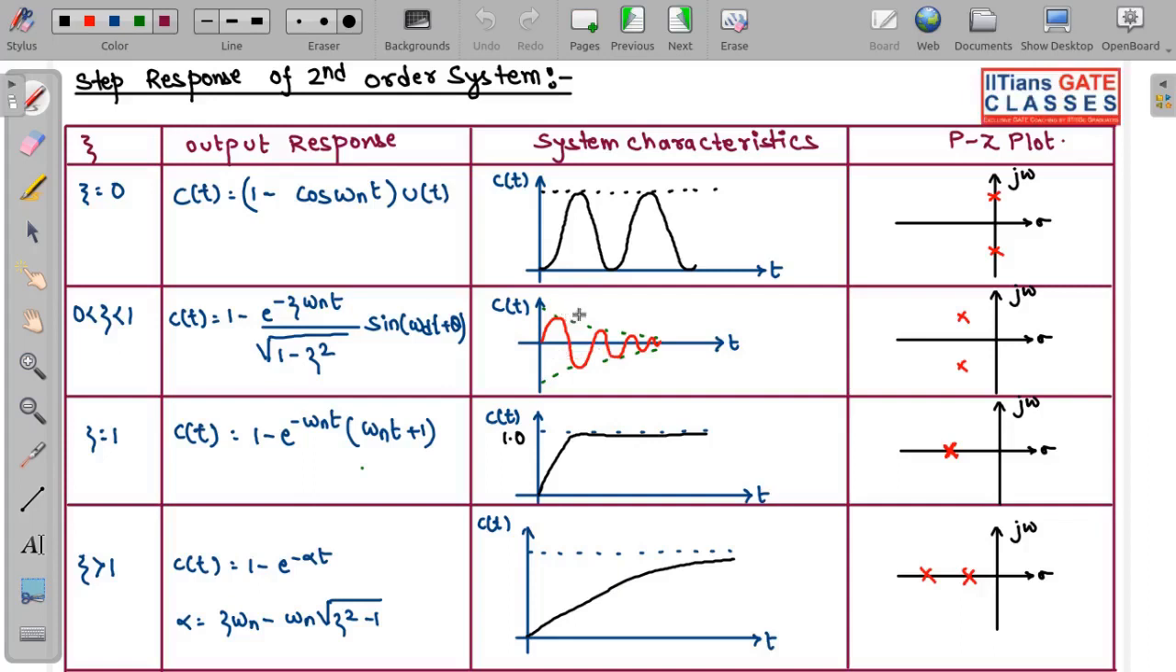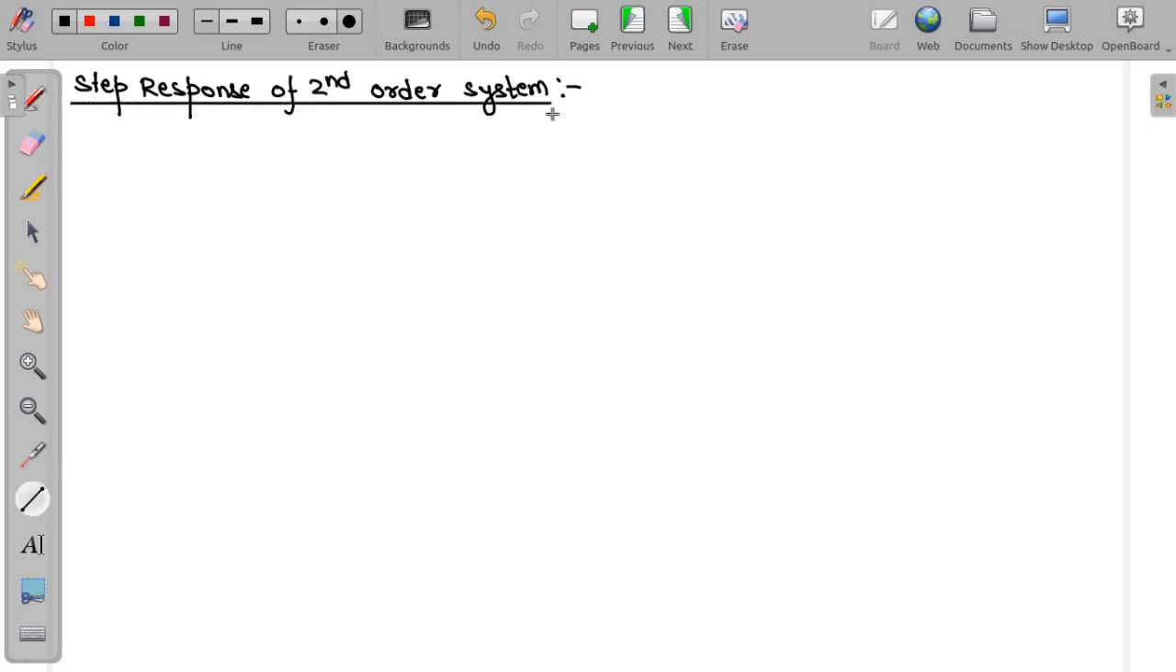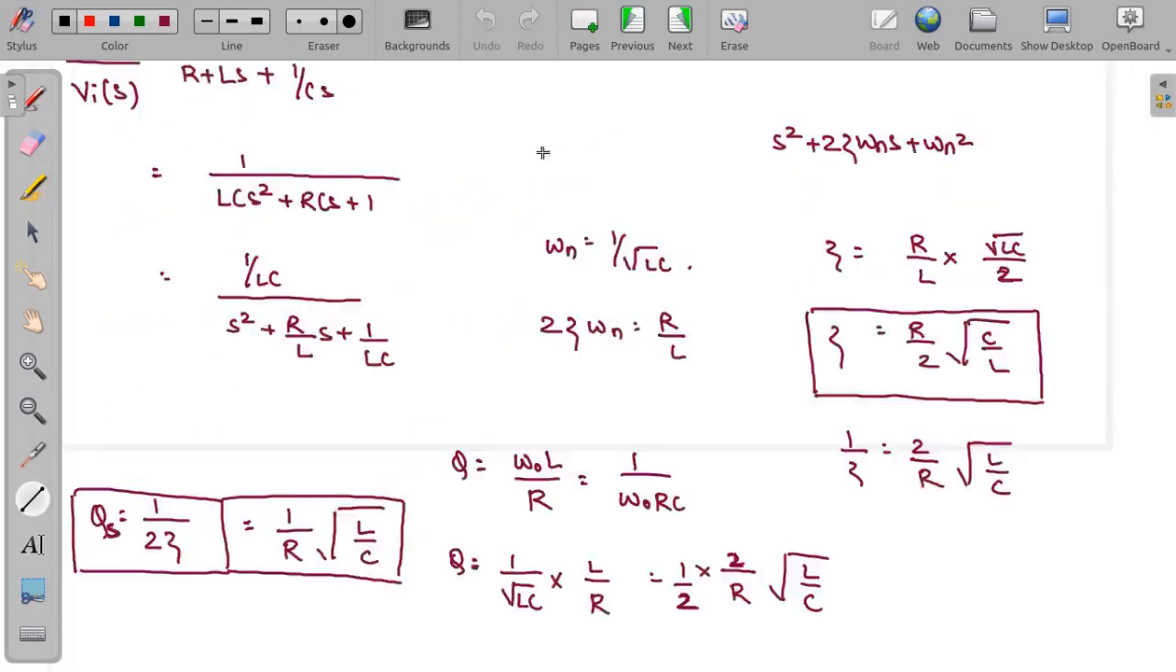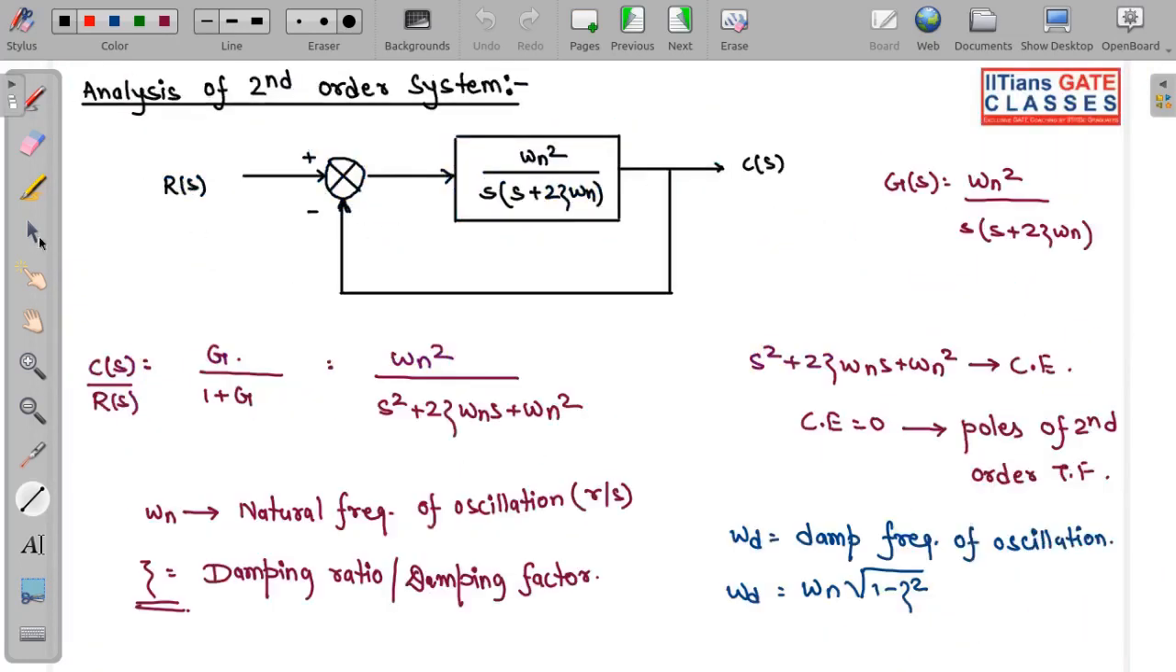So next, what do we have? We have the step response of a second order system. Basically, this time we have, let me copy paste this diagram.